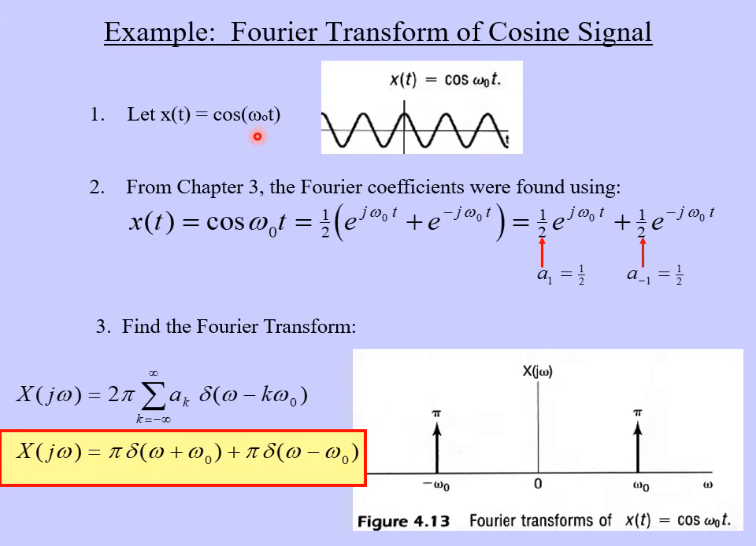So the first thing, again, since this is a periodic function, the way to find the Fourier transform is by first finding the Fourier coefficients. And again, we did this back in chapter 3.